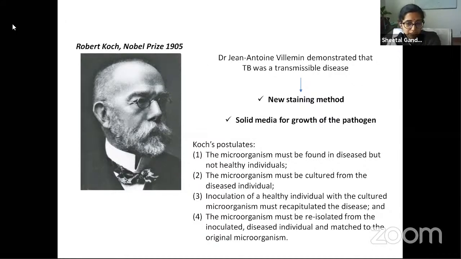So animals could be infected with the microorganism that he cultured in vitro, and the animal developed disease as a result of it. And the microorganism must be re-isolated from the inoculated diseased individual, in this case, an animal, and matched to the original microorganism. So all of these postulates held true for his own discovery of Mycobacterium tuberculosis as the causative agent for tuberculosis.